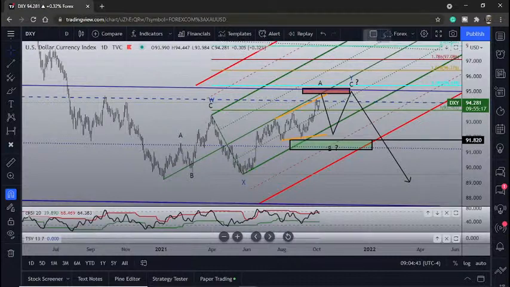I'll just do that on the dollar index as well, just for the conditions that we need to see before we enter into a trade. And yeah, that will probably be the schedule for today.